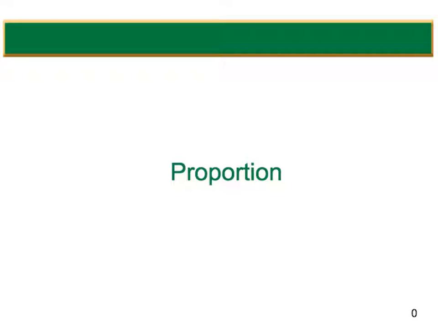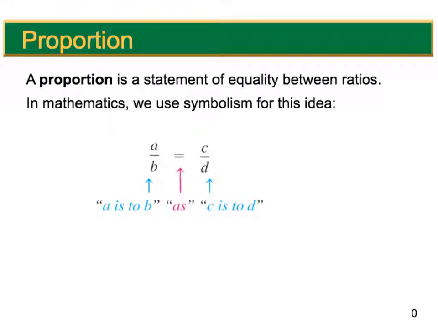So our first definition was for ratio. Our second definition in this section is for proportion. And a proportion is a statement of equality between ratios. In other words, you have more than one ratio. So ratios actually make up proportions.